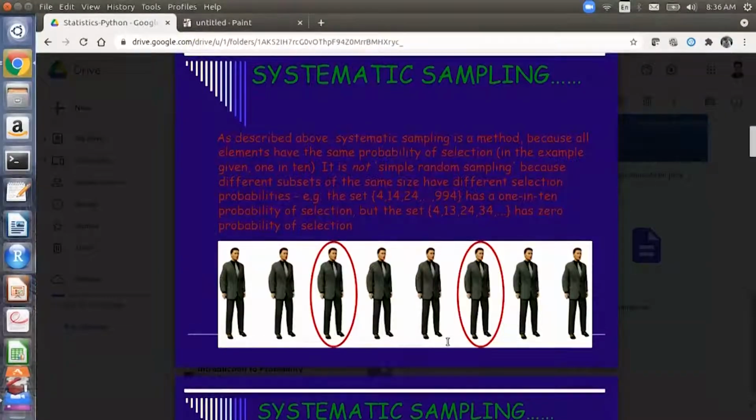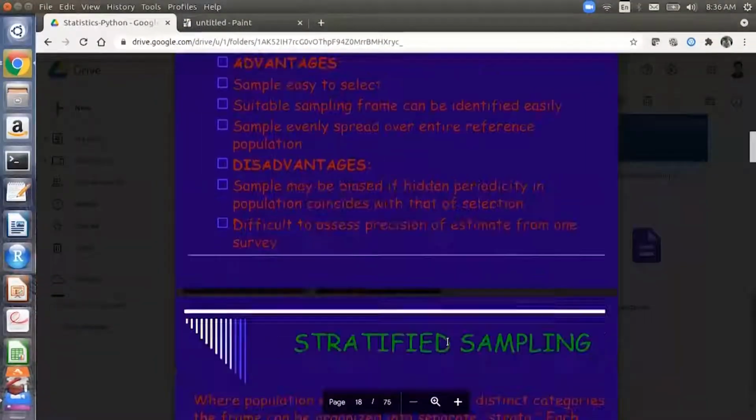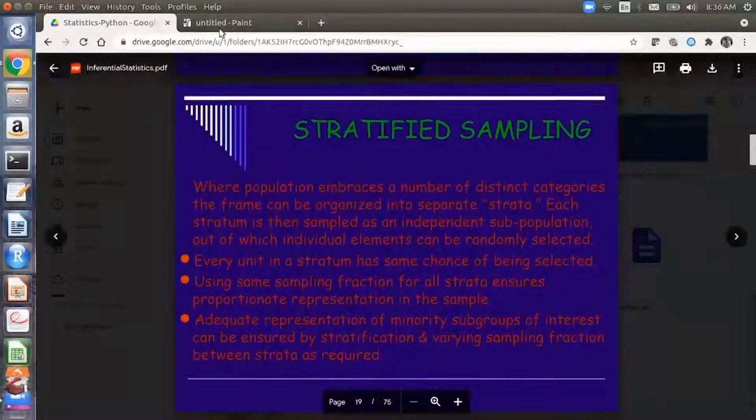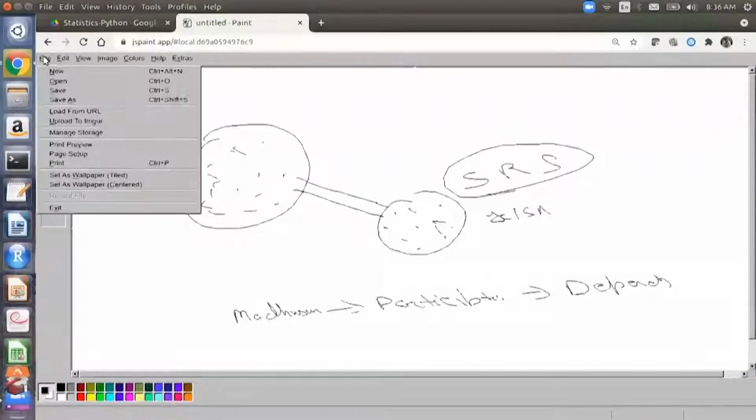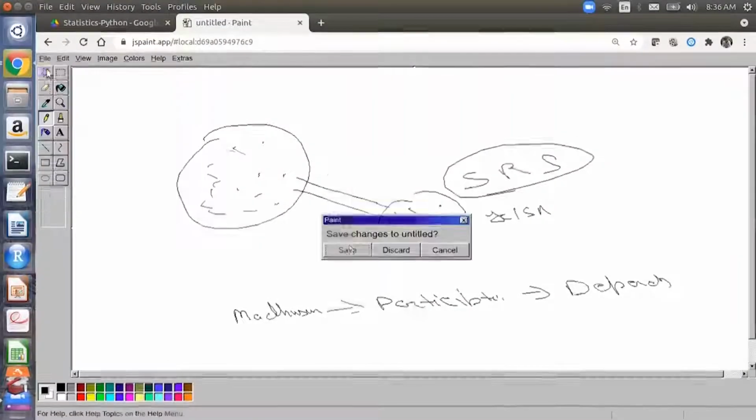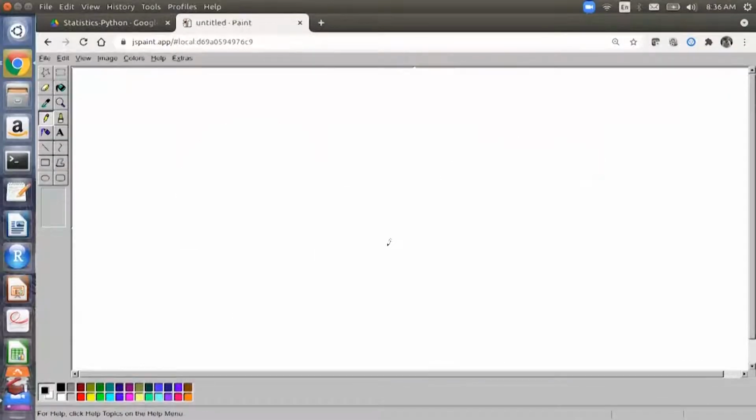Now another type of sampling method, stratified sampling. Stratified sampling is the most important sampling method, and this you have to understand. Sir, I have a question. Sir, how is it better than random sampling?